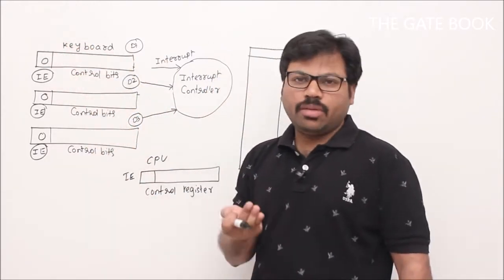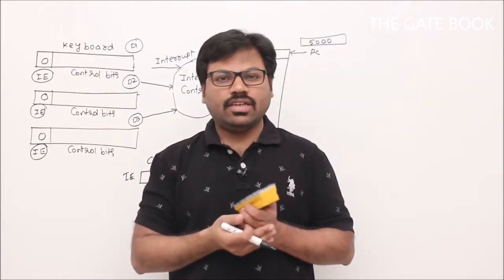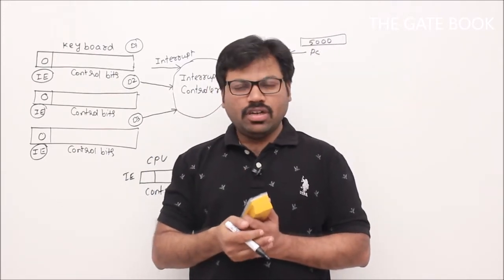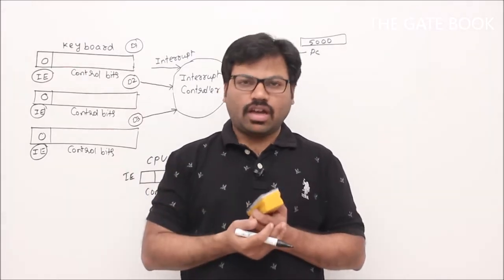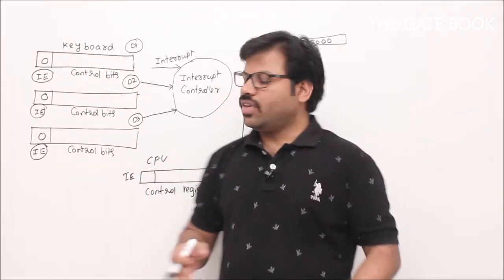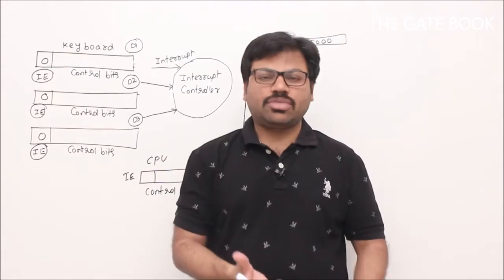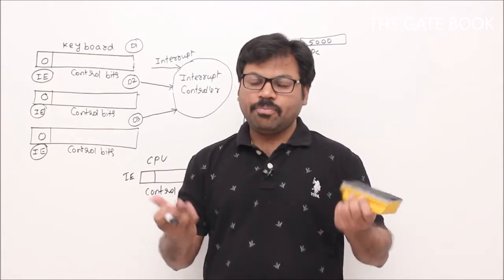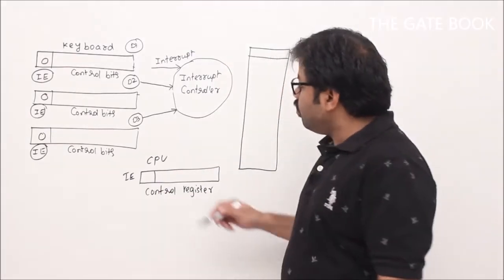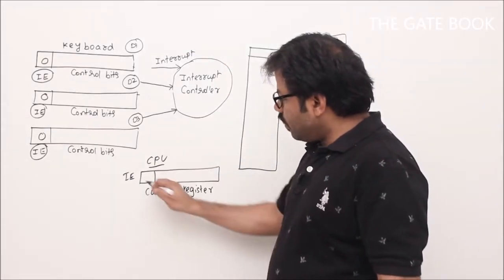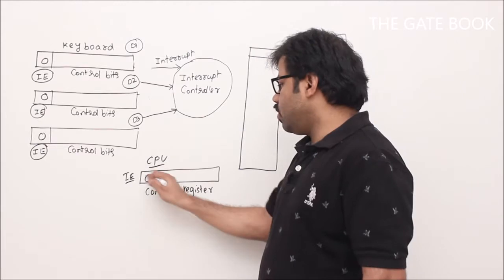We have to write a program in such a way. This is one of the designs, and there are other designs possible. I'm not discussing all of the designs because there are various architectures possible. That's why we are just understanding how interrupts can be implemented in one way. But there can be other ways, don't worry. Similarly, the CPU also, this processor, will have an IE bit that will be 0 initially.